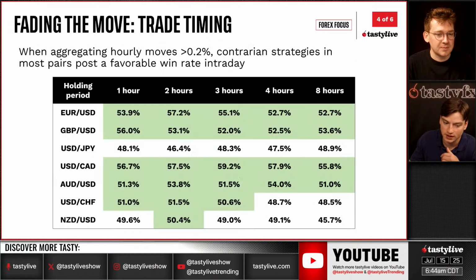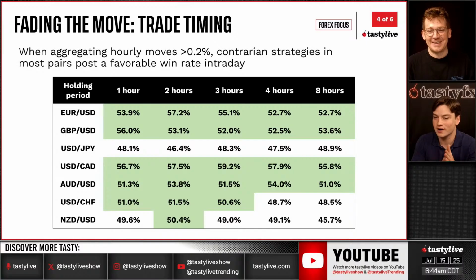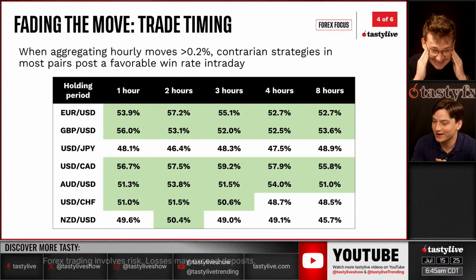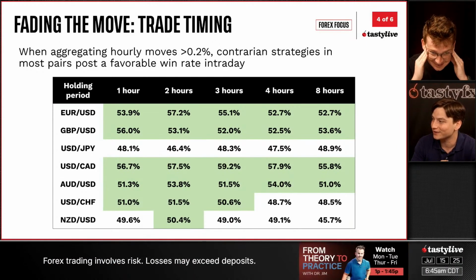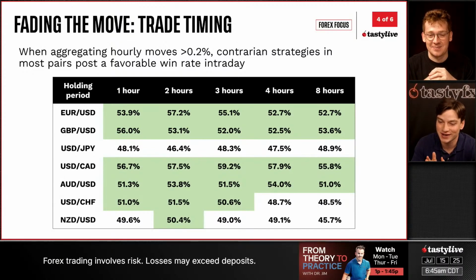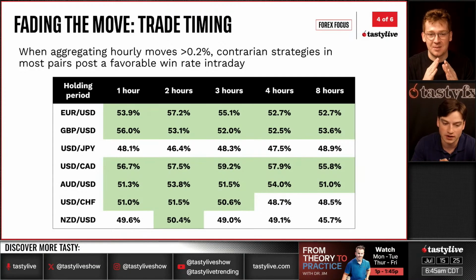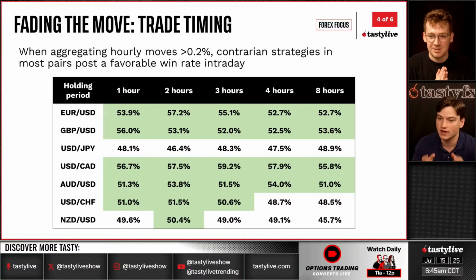Is that worth it? Here are all your numbers that you like so much. And we took 1 hour, 2 hour, 3 hour, 4 hour, and 8 hours, so accounting for the whole U.S. session approximately. And here we aggregated those hourly moves. So not as granular with the magnitudes, but any hourly move that was above that first threshold of 0.2%. And this is for fading the move. So this is a contrarian strategy.